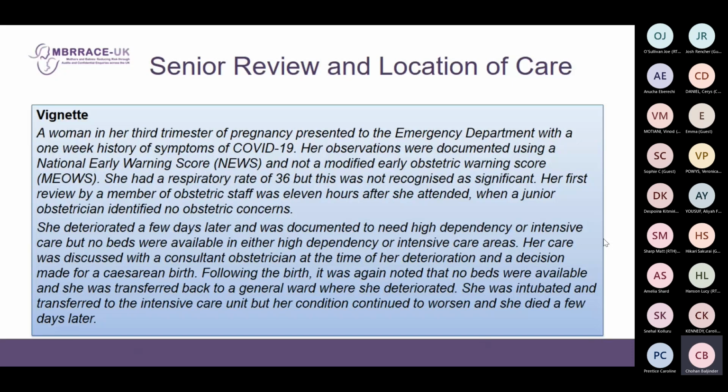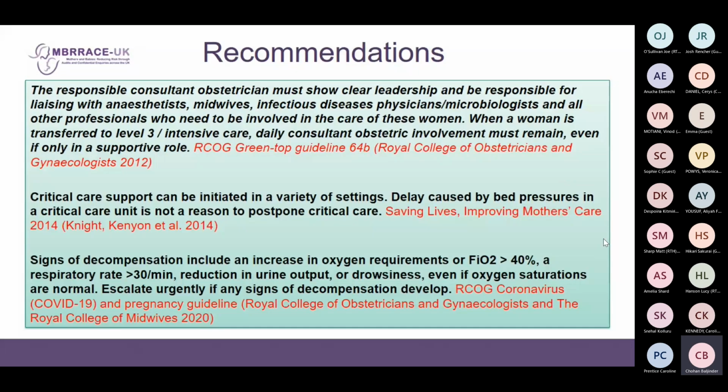And the other thing is, remember, this patient is not just a pregnant patient. She's still a person at the end of the day. So saying there's no obstetric concerns, great, but what about the rest of the patient? Look at the whole picture, look at the patient as a whole.